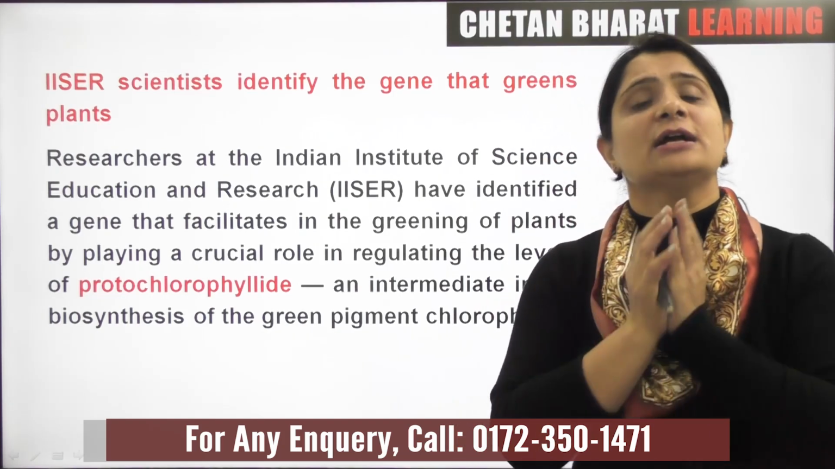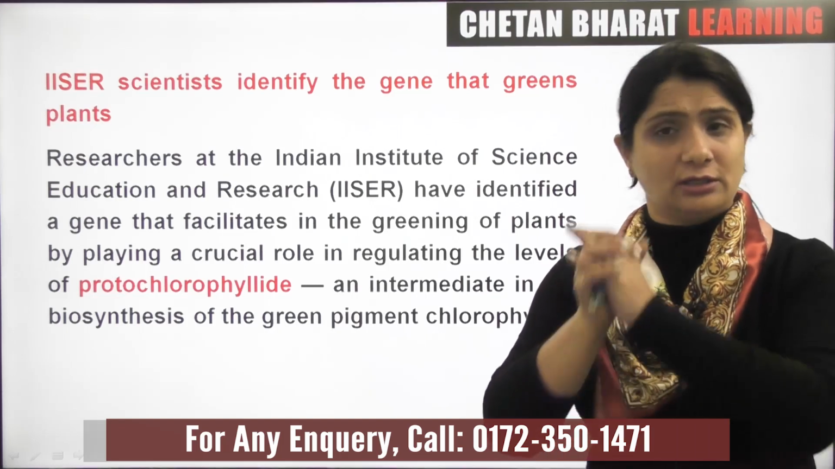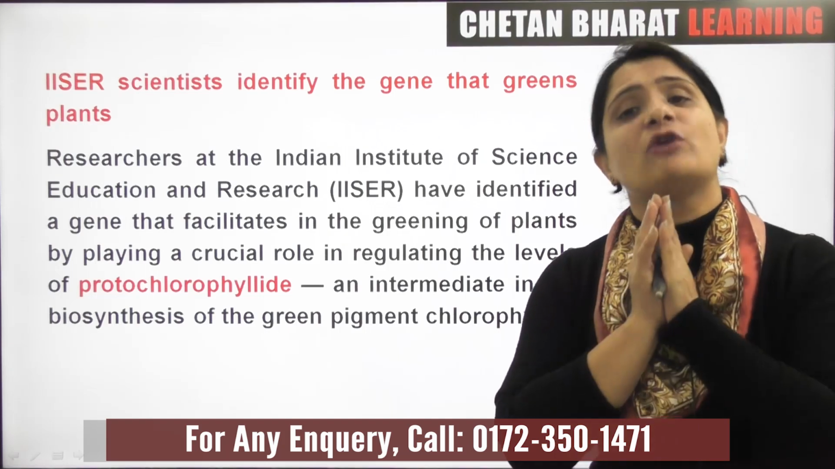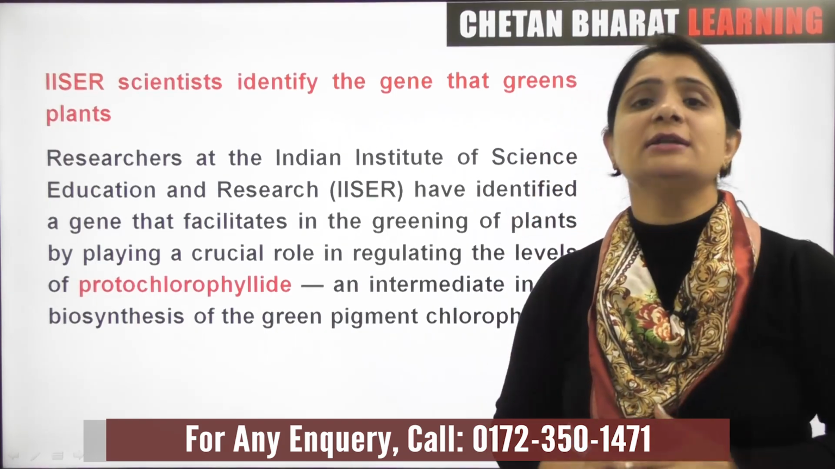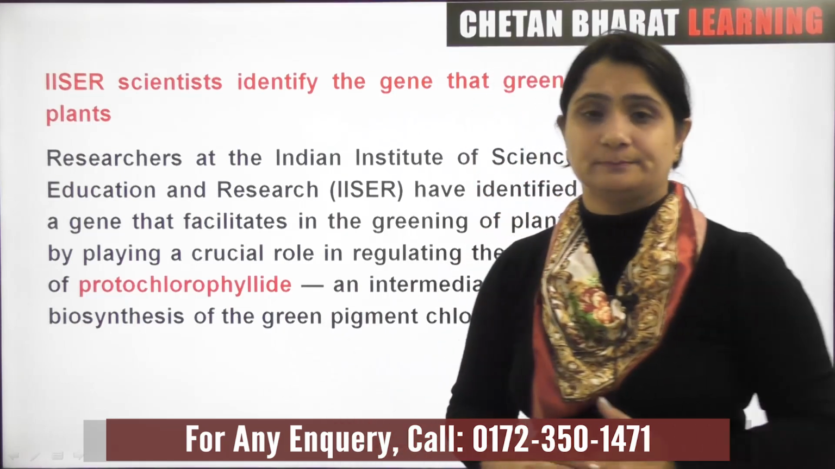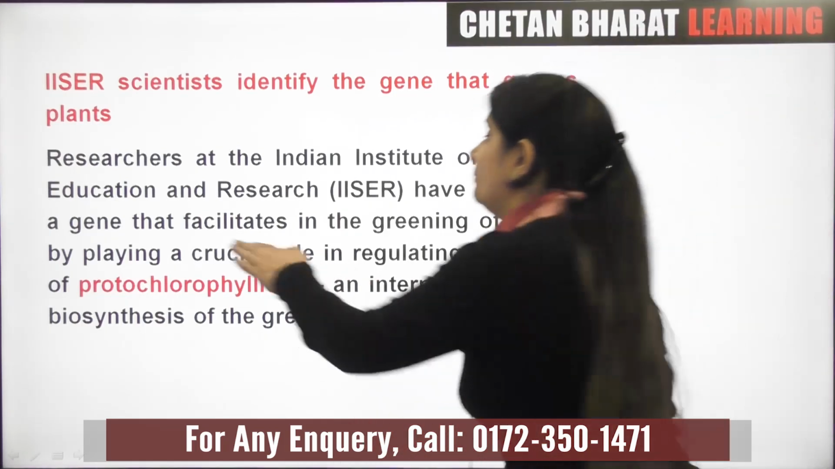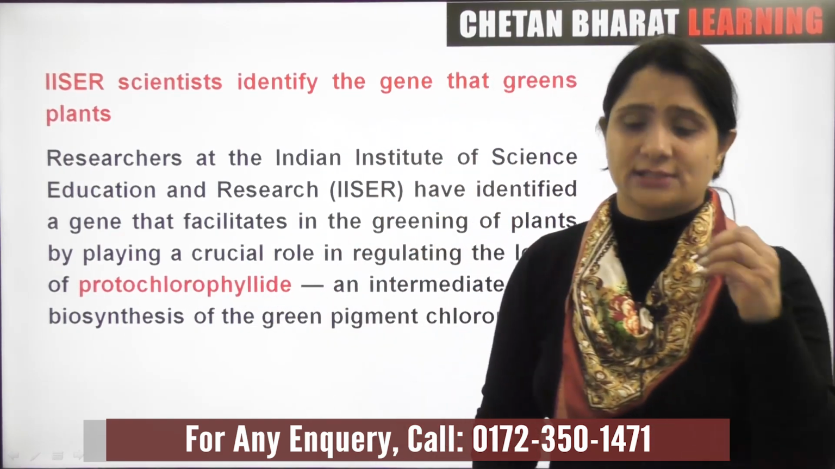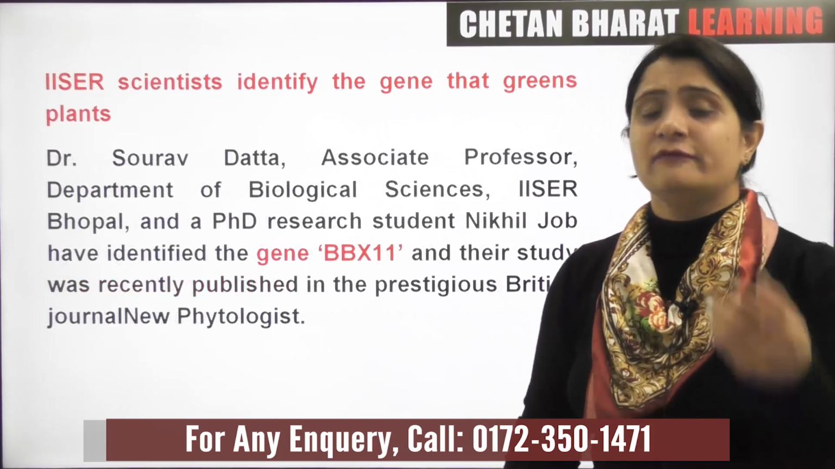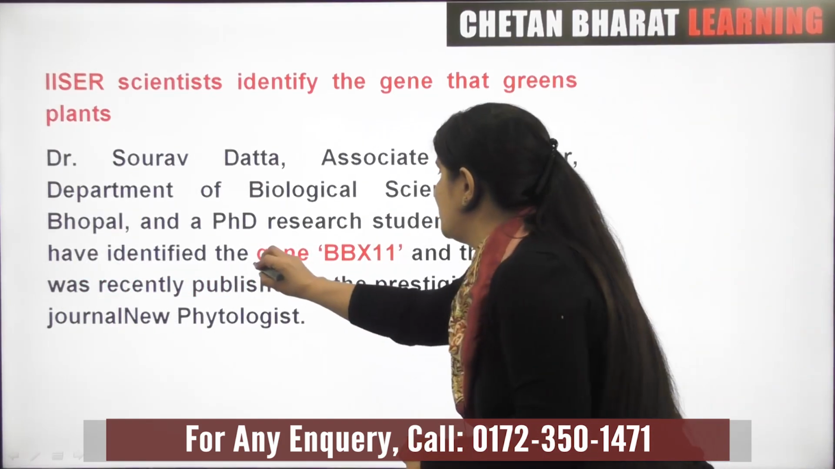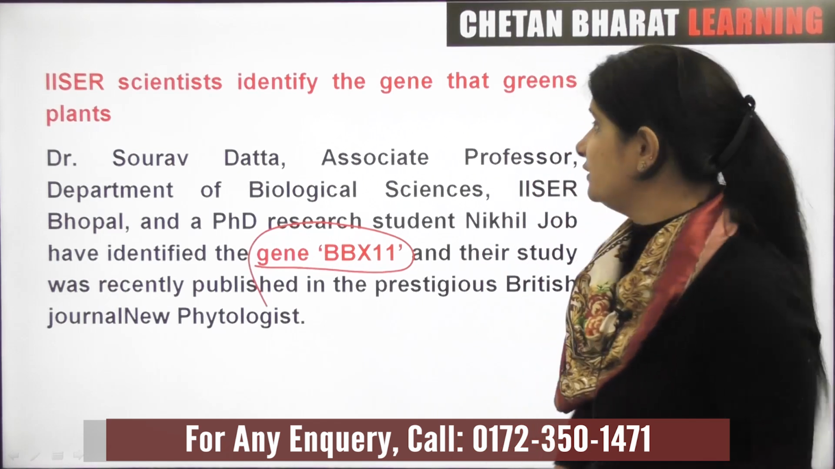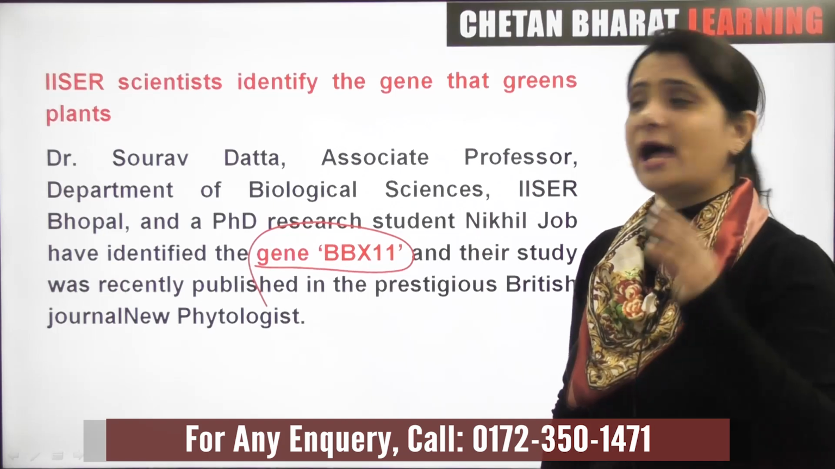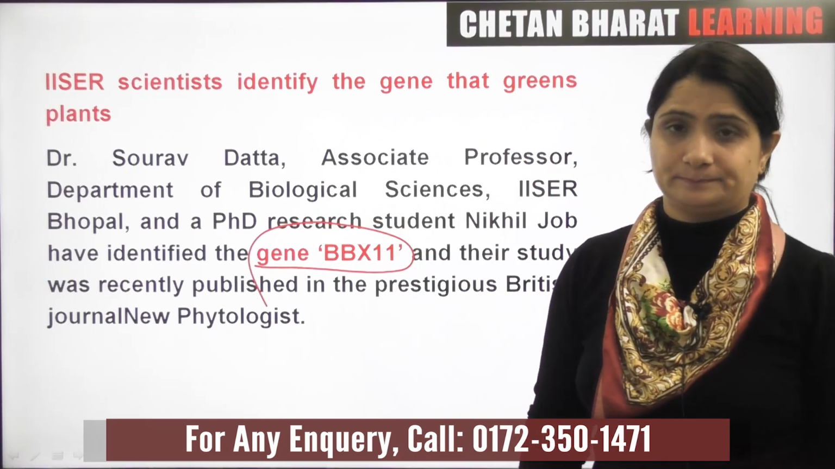As soon as a seedling comes out of the soil, it must have the right amount of chlorophyll so as to ensure its survival. And this formation of chlorophyll in a plant is a series of reactions where the precursor of chlorophyll is protochlorophyllide. The level of protochlorophyllide is controlled by a gene which has been detected and named gene BBX11 by Dr. Saurav Datta, Associate Professor, Department of Biological Sciences, IISER Bhopal, and the PhD research student Nikhil.